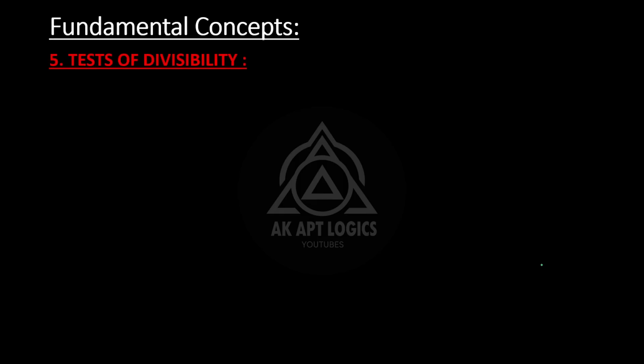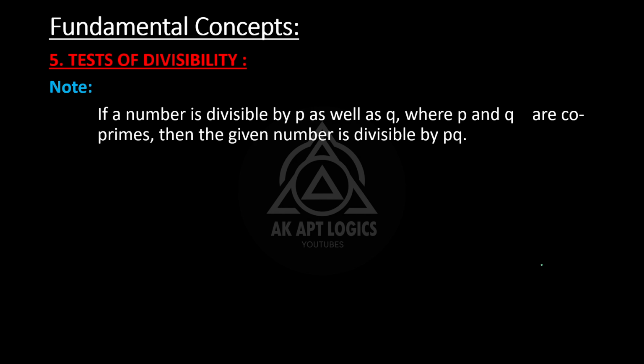Note, here comes the very best part of this video. If a number is divisible by p as well as q, where p and q are co-primes, then the given number is divisible by pq. pq means it's the product, p into q. Just telling this statement is not my way of teaching. I will explain this statement with an example.